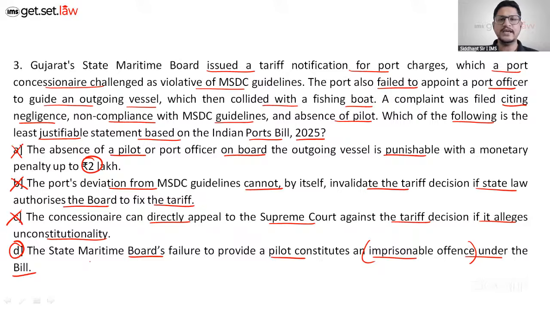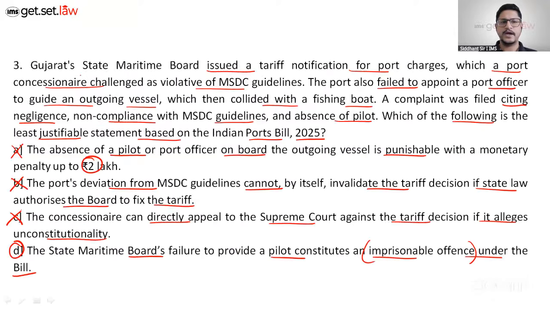So answer D is the least justifiable statement, because if you have done wrong, you can't be sent to imprisonment. You might be fined, which ranges up to imprisonment. You might go to the court, and deviation will definitely not invalidate anything. So all three other options could be justified at some given point of time, but this is the least one. Let's go to question number 4.